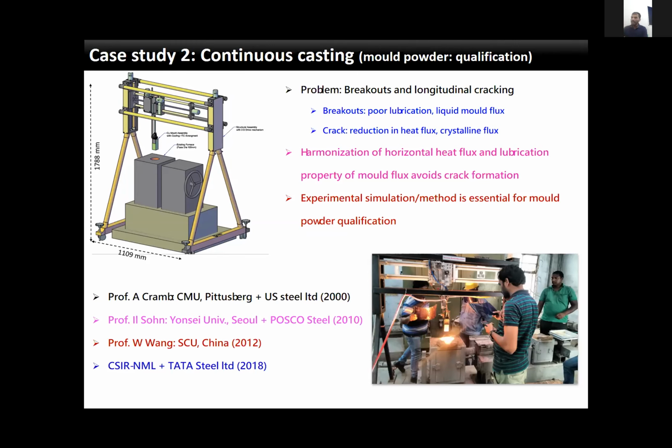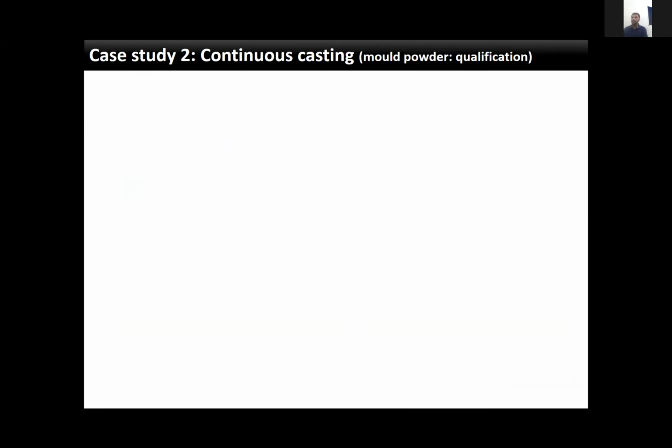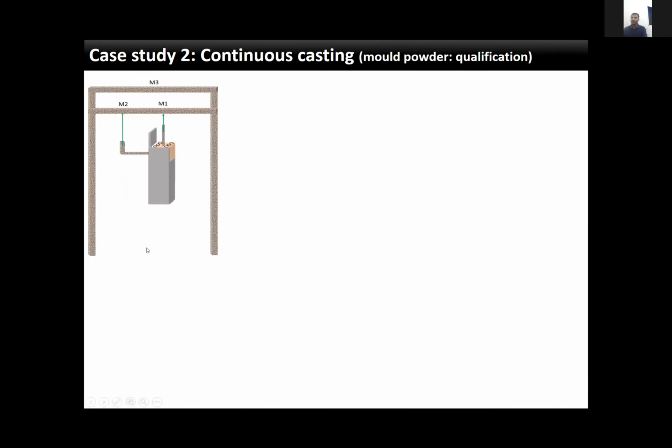These are the kind of experimental techniques that India should definitely progress ahead with in the steel domain. With the generous support of Tata Steel, CSR Enamel has established this setup, and now I will explain how this setup works and how the simulation takes place. It is basically a simulator which consists of a copper mold.